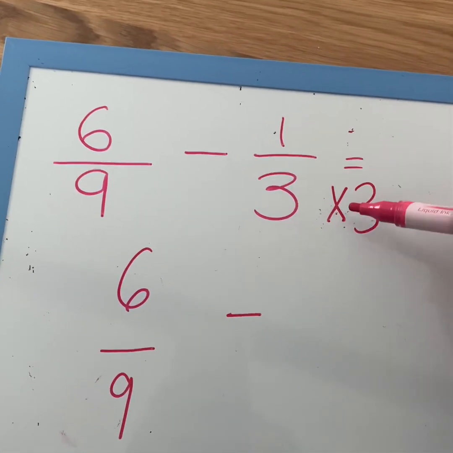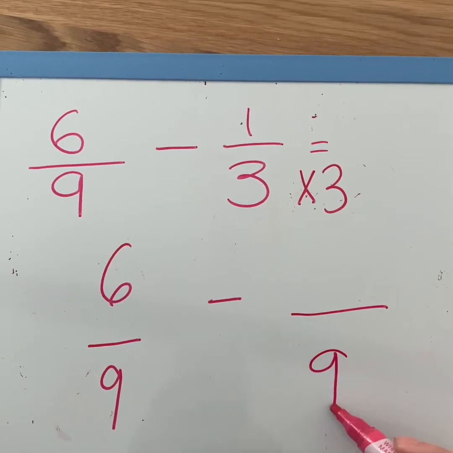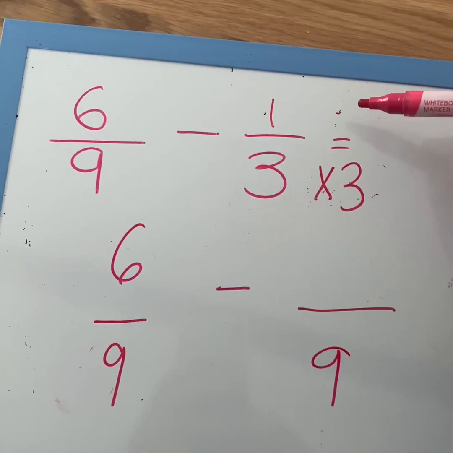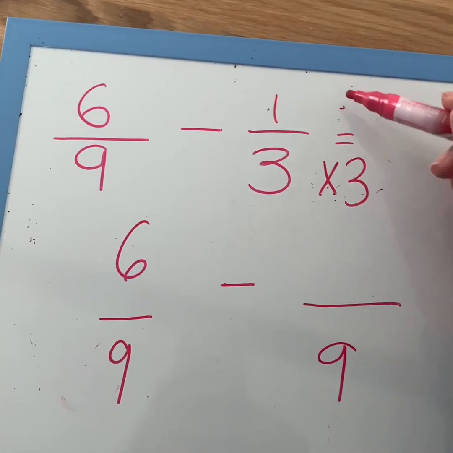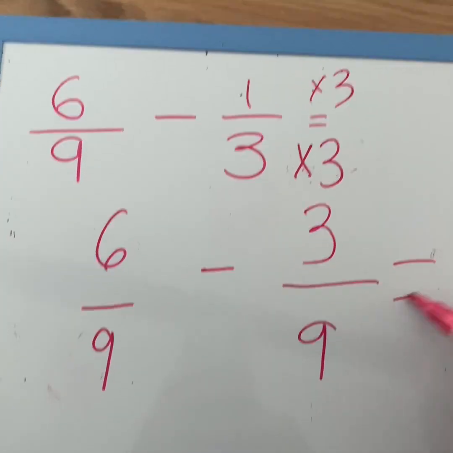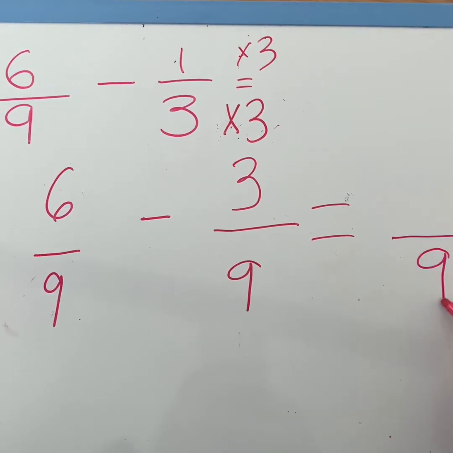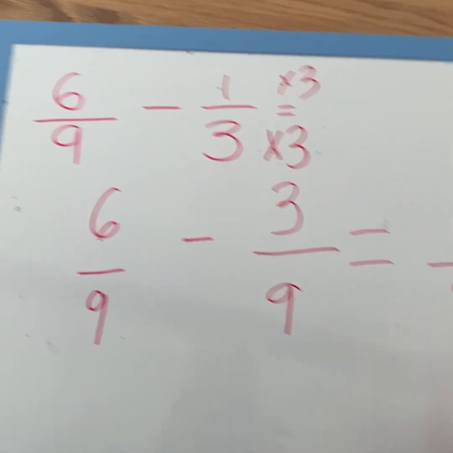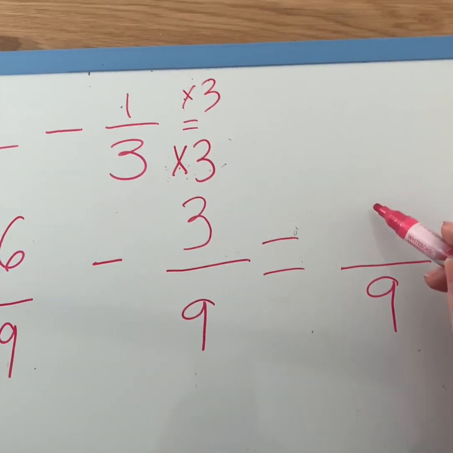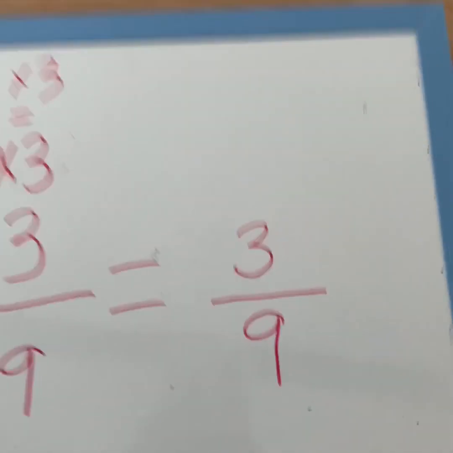So 1/3, we're going to times this by 3 to give us our denominator of 9. Remember, whatever we do to the bottom, we have to do to the top as well. So 1 times 3 is 3. And now we are able to subtract. So as we've got a common denominator, our denominator stays the same. And then 6 take away 3 is 3. So we are left with 3/9.